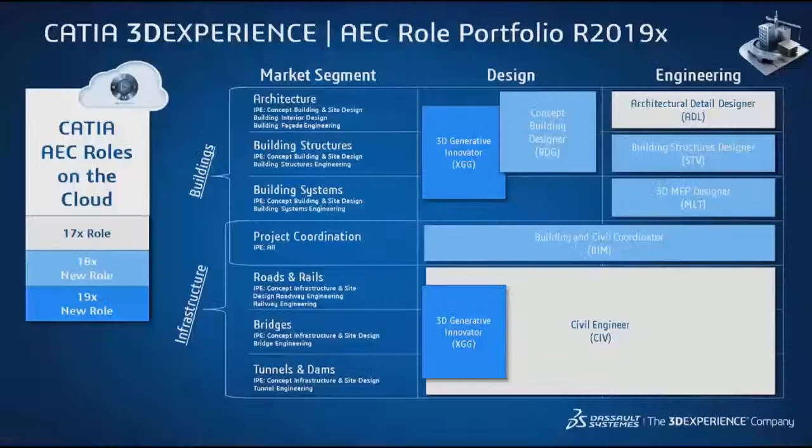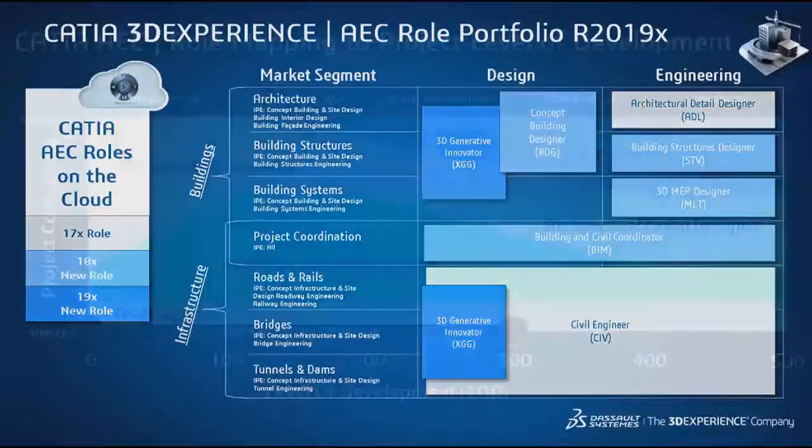As you can see, we're very excited by the new X Generative Design application. To give it a little bit of context, here you see where the 3D Generative Innovator role finds itself within the greater portfolio of AEC-specific roles on the 3D Experience platform and CATIA. It's primarily a design tool in the beginning, and it sits next to the Concept Building Designer role or the Civil Engineering role for infrastructure projects, and then can be extended further in the rich client using the Architectural Detail Designer role, the Building Structures Designer role, or the 3D MEP Designer role to do detailed engineering of a construction project.